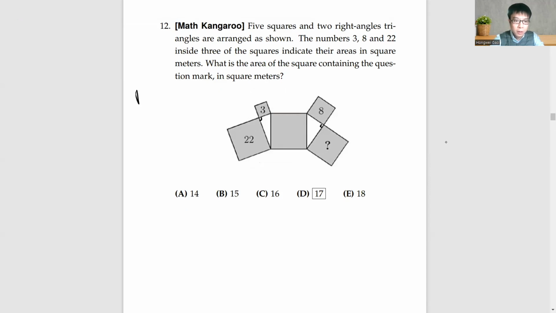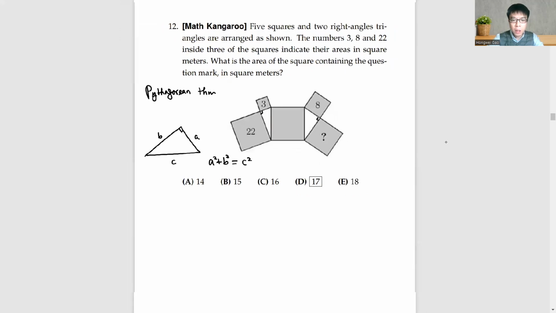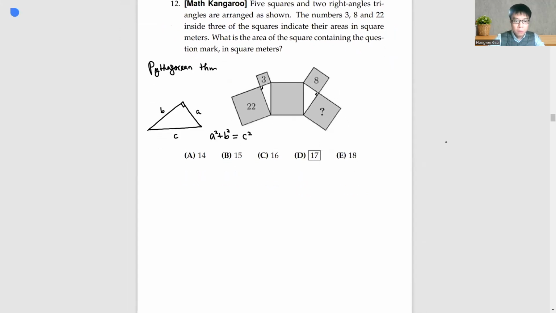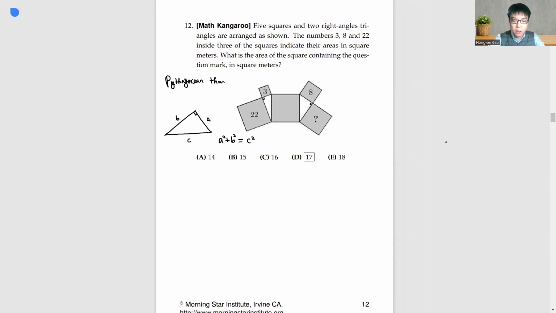So the Pythagorean theorem says that for a right triangle with side lengths A, B, C, where A and B are the two legs, we have A squared plus B squared equals C squared. Now we can view these numbers in geometric meaning.